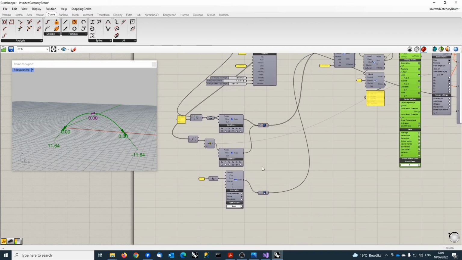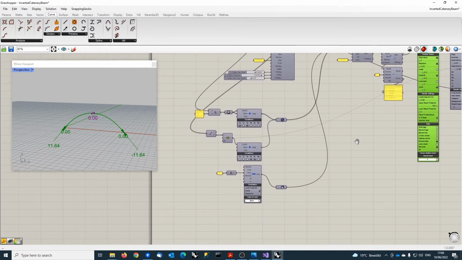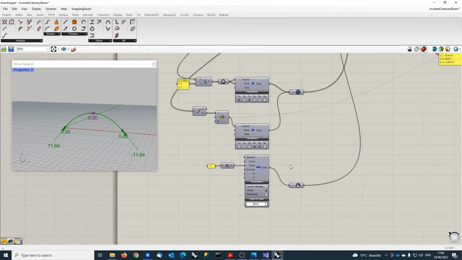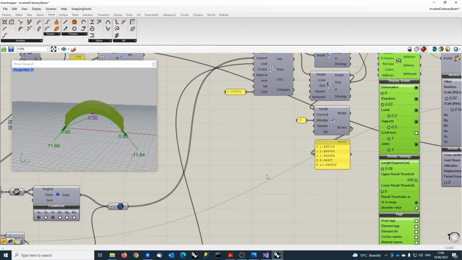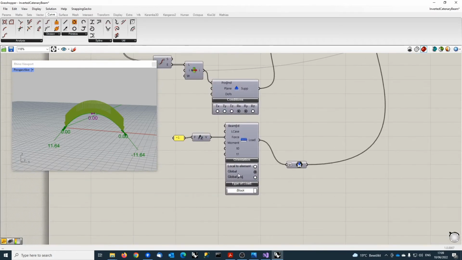The loads are placed on the structure using a block load. You can see this here. The orientation is global, which means this uniform line load acts in the same way as weight.